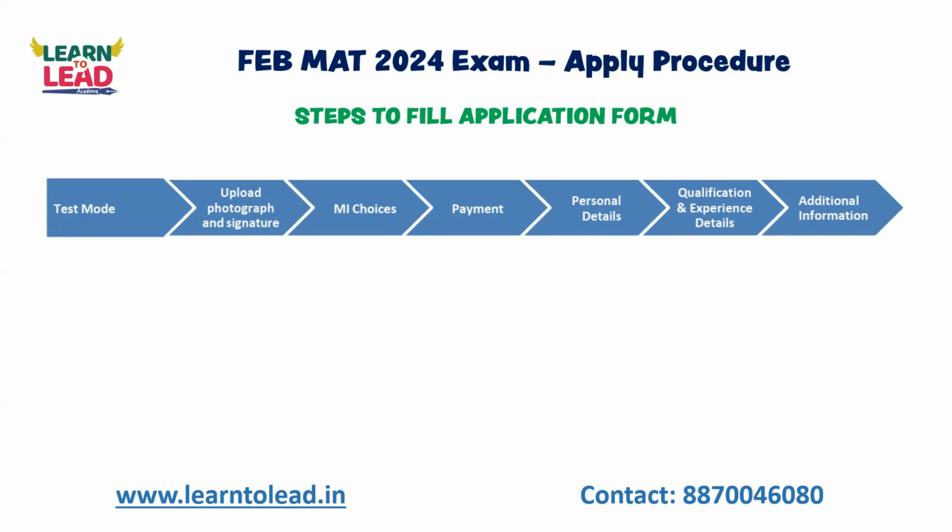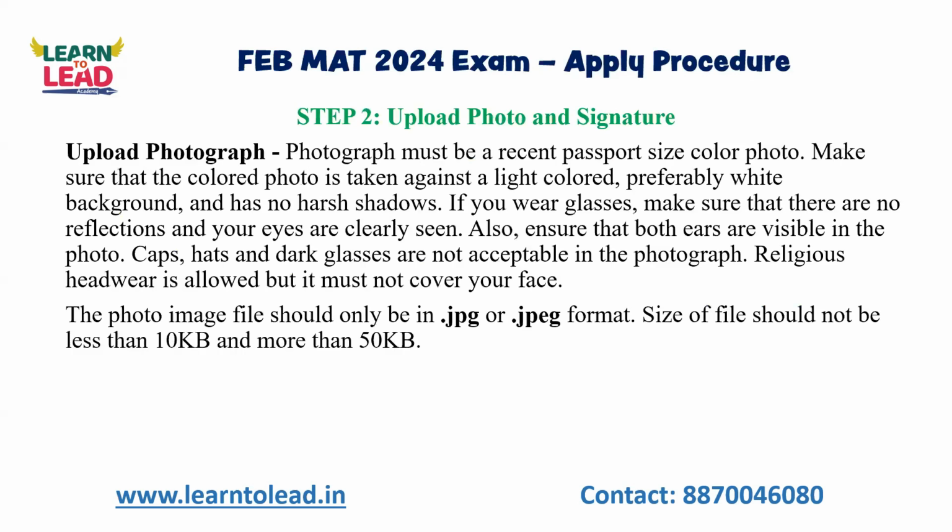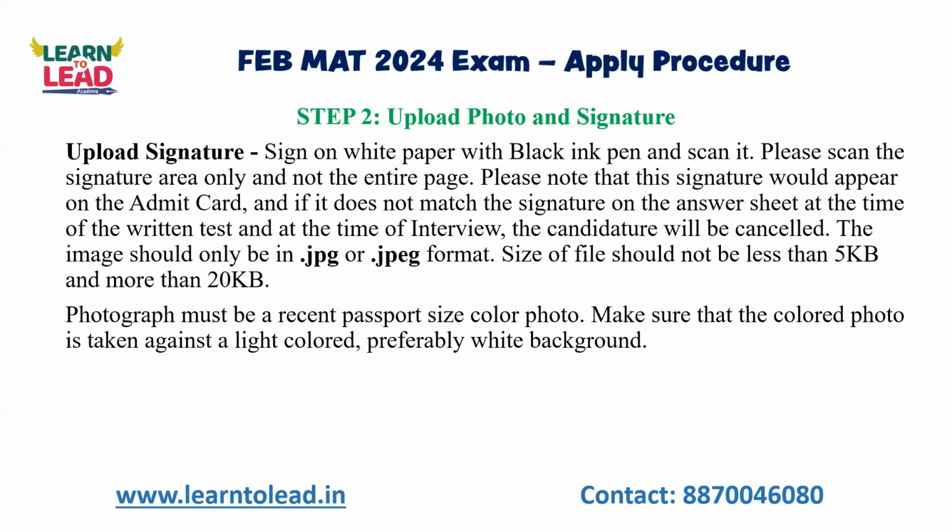Test mode, and then you should upload your photograph and signature. Then you can choose your MI. You have to make the payment, and you should enter your personal details, qualification and experience details, and additional information if any. In step 1, you are allowed to select your test mode, either PBT, CBT or IBT. And in step 2, you should upload your photograph and signature in the prescribed format.